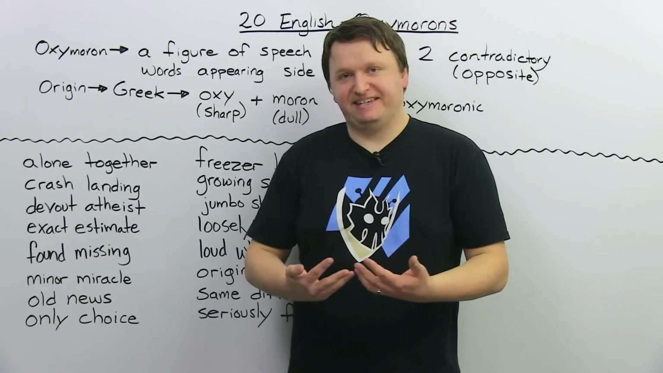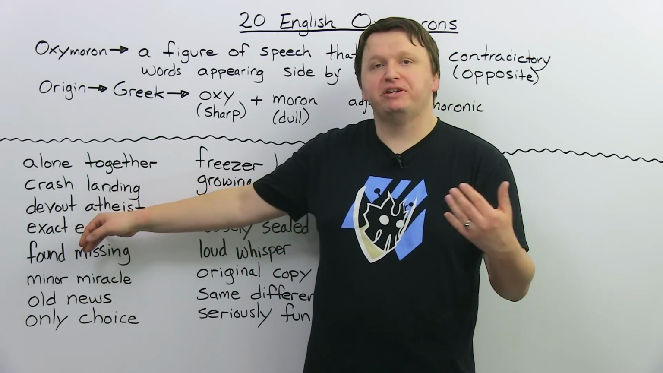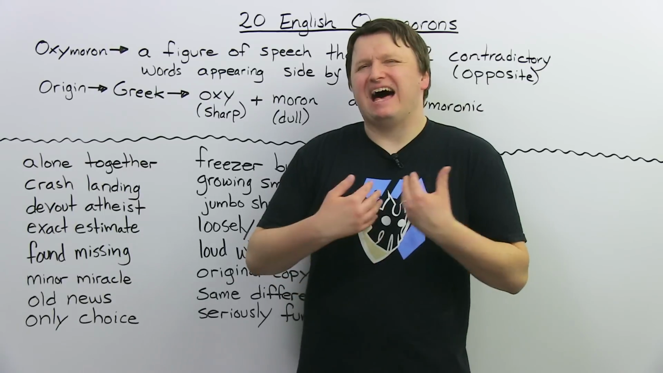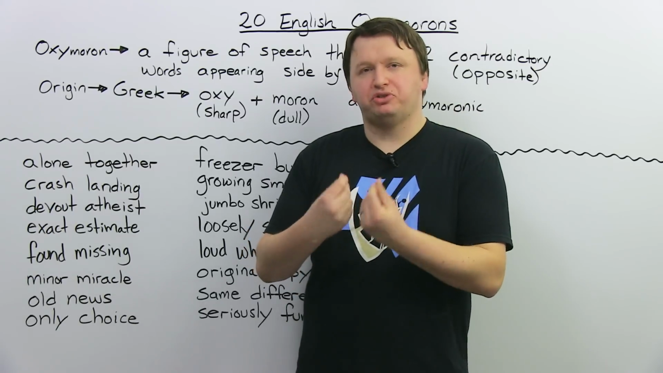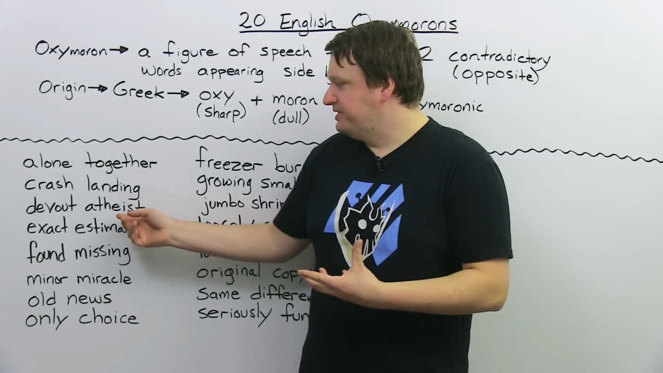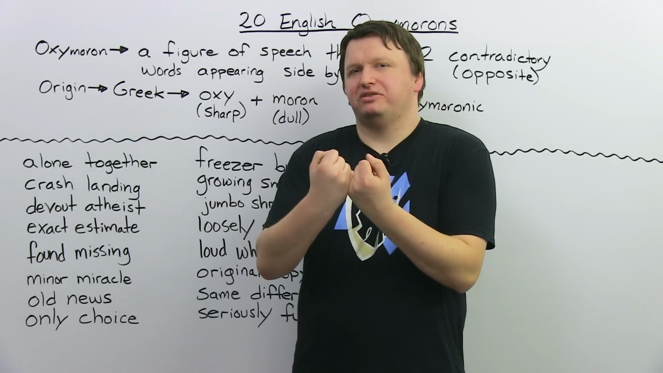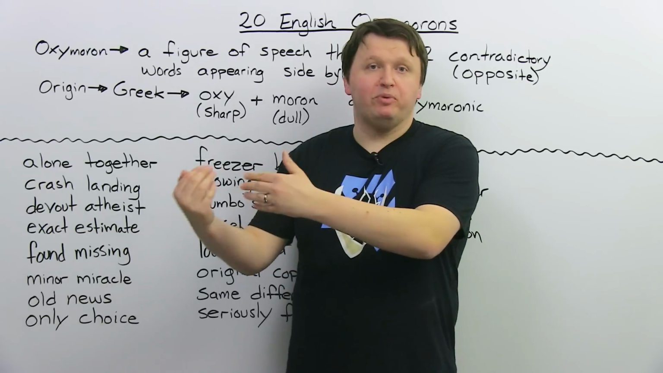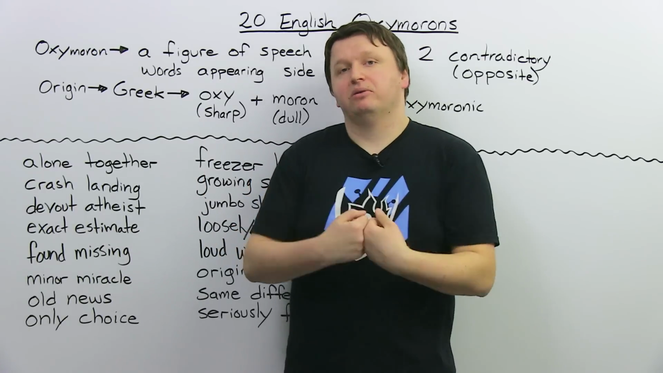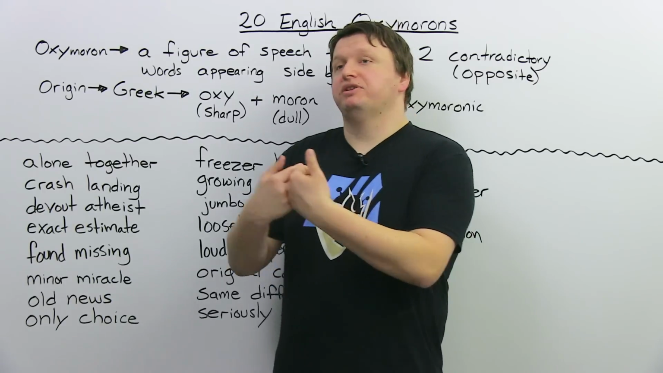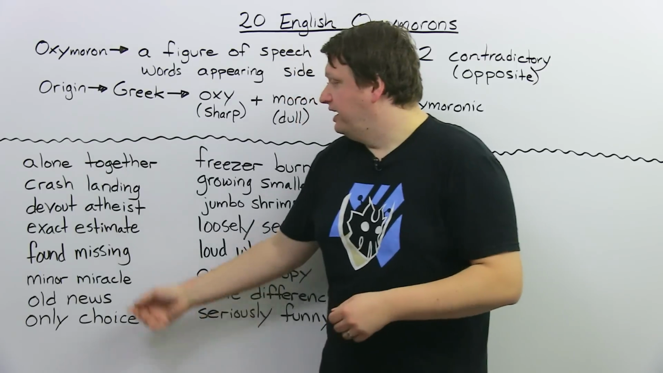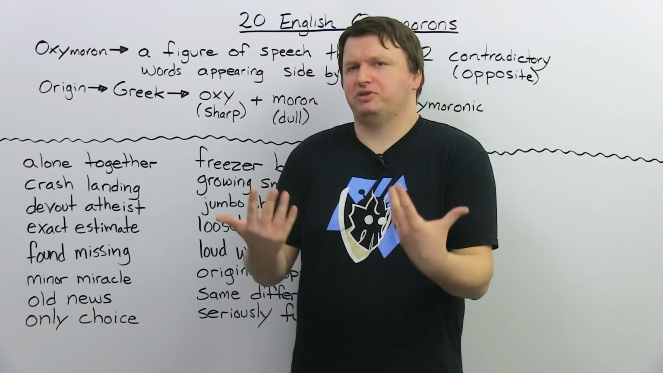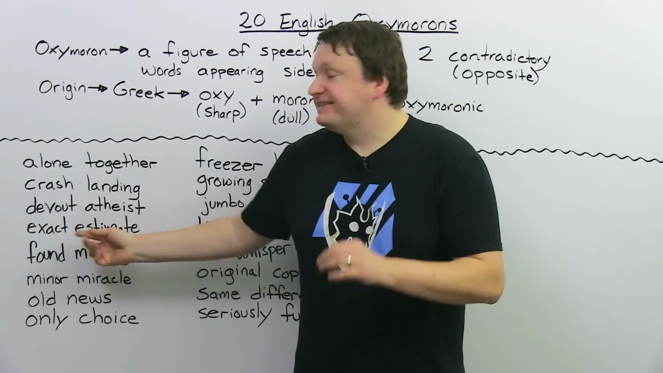A devout atheist. So an atheist is a person who doesn't believe in God. The word devout is an adjective that means highly devoted, usually in a spiritual sense. So can an atheist show devotion to not believing in something? Usually, if you are a devout, for example, a devout Christian or a devout Muslim or a devout Hindu, you show devotion to your God or your gods. Whereas an atheist doesn't really have a God or believe in God, so they can't really have devotion for something, right?